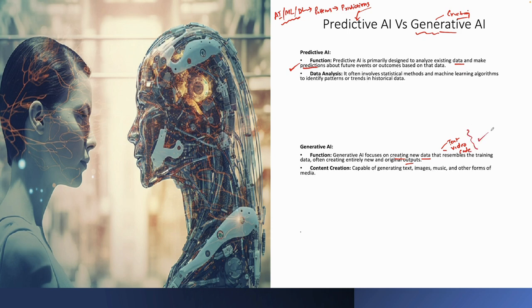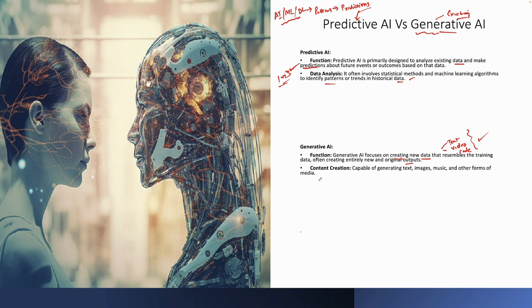Normally predictive AI is used for data analysis. Like we said, it often involves statistical methods and machine learning algorithms to identify patterns or trends in historical data. Like you studied, if I'm given several images, I want to distinguish between a cat and a dog, or we studied the iris flower, and in that we could see whether it is iris setosa or iris versicolor. It's all based on the features that were given to it, right? And we also studied stock market prediction: what would be the stock price in the future? So this is all based on the data analysis that you're carrying out.